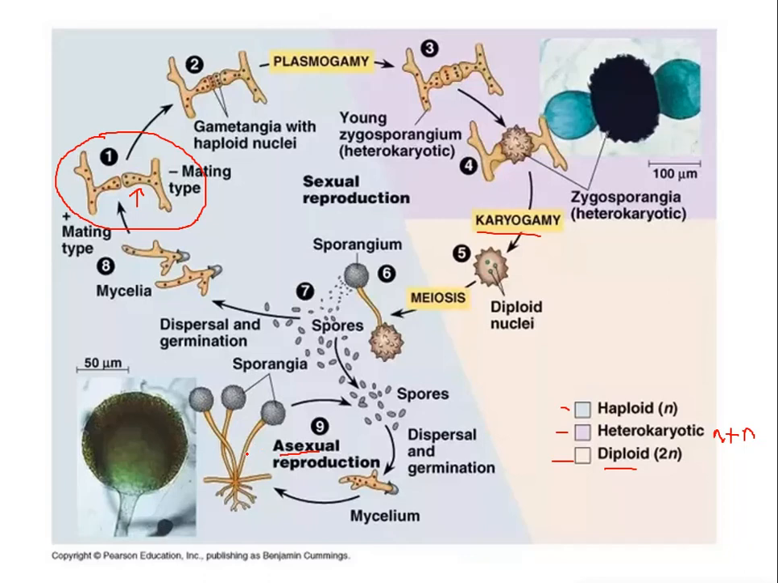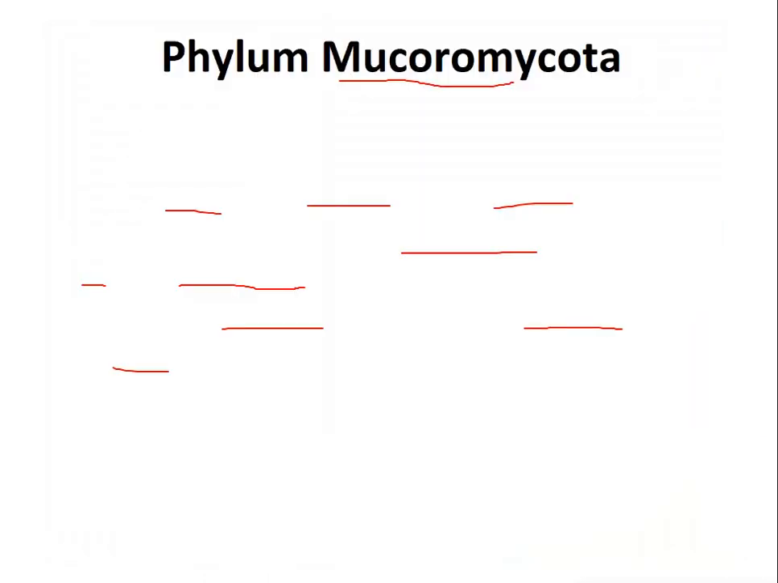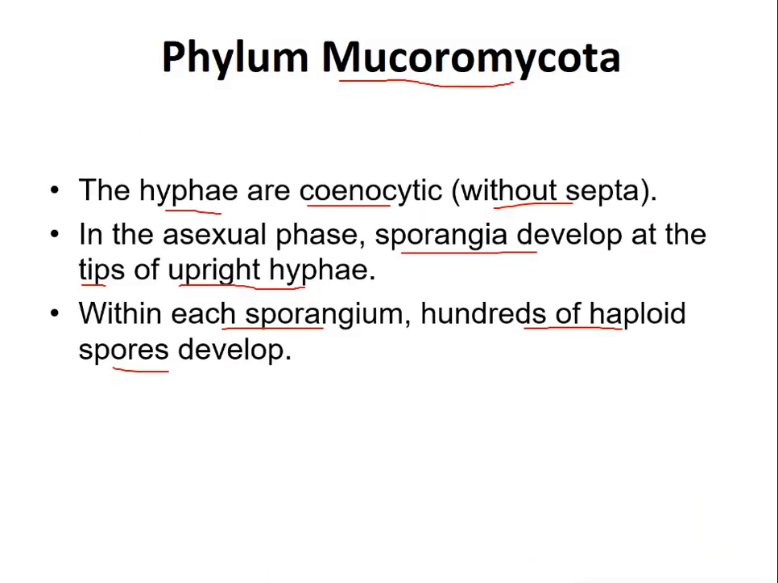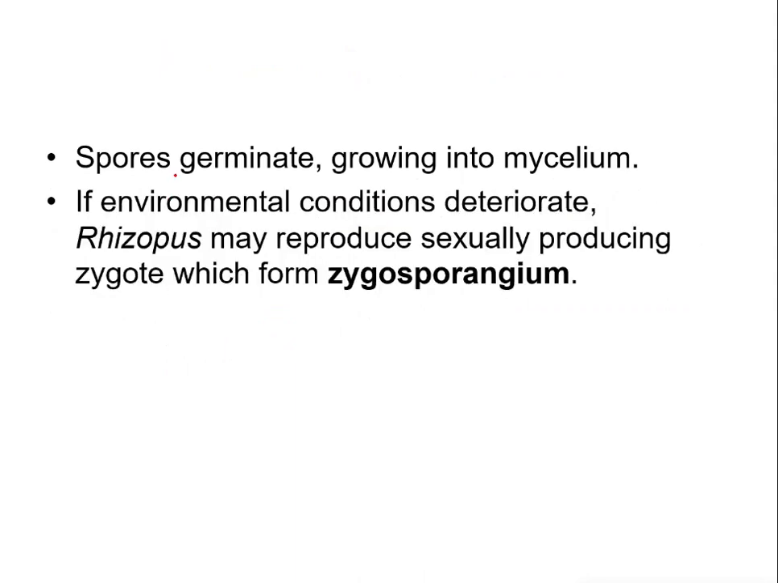So in the asexual phase of the life cycle, there is formation of sporangia at the tips of upright hyphae. So this is the tip of upright hyphae, which grows upright. And you can see here, this is the sporangia. And the sporangia contain hundreds of spores. Next, the spore germinates, then grows into mycelium.